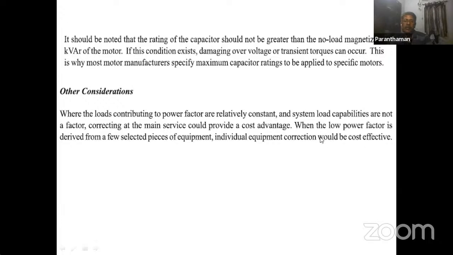In that case, we need not put the capacitor at the load end. We can put it group-wise, so that we can save cost on installing the capacitors. That's what this particular paragraph means. Where the loads contributing to power factor are relatively constant, correcting at the main service could provide a cost advantage. When the low power factor is derived from a few selected pieces of equipment, we can connect the capacitor particularly to that equipment.